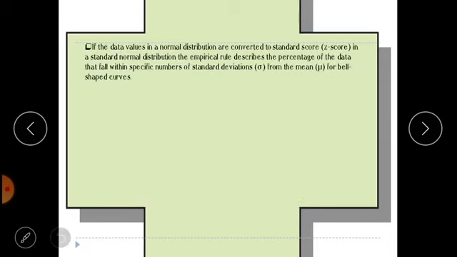So, if the data values in normal distribution are converted to standard score or z-score in a standard normal distribution, the empirical rule describes the percentage of the data that fall within the specific numbers of standard deviation, na symbol sigma, from the mean. Symbol niya is mu, yung para siyang U, no, for bell-shaped curve. So, hindi mawawala yung bell-shaped curve natin.